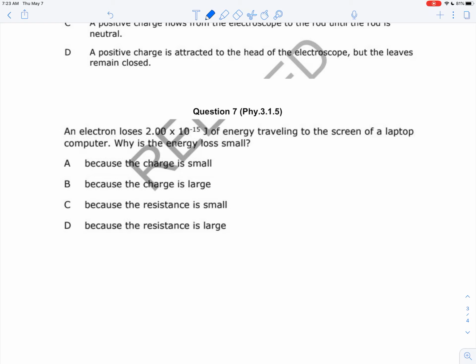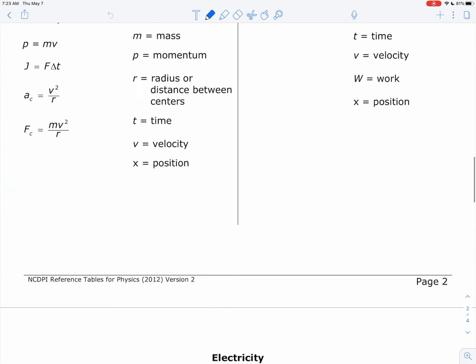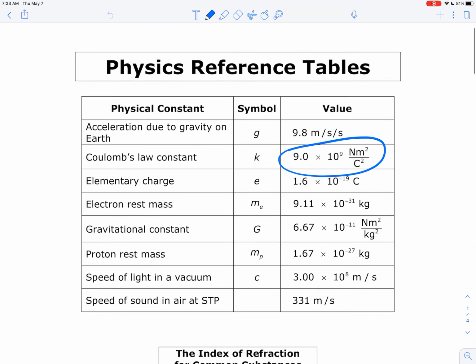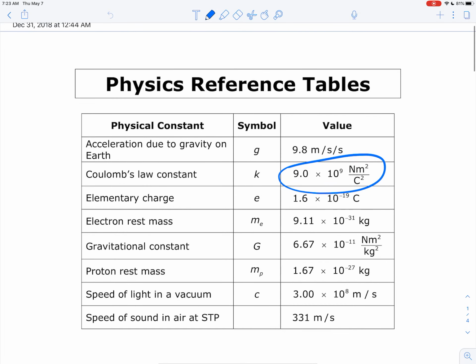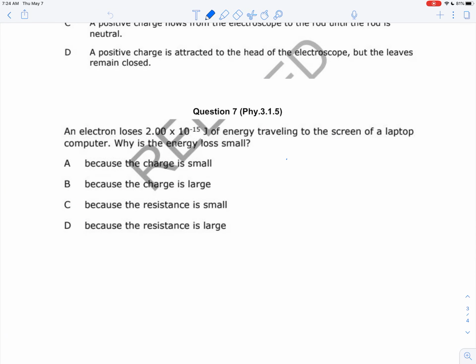Well, let's have a look at the charge of an electron. I'm going to quickly go back to the reference table. A single electron has a charge of 1.6 times 10 to the negative 19 coulombs, and it's a negative charge. That is a very, very small charge. That's the charge of an electron. It's an extremely small charge.